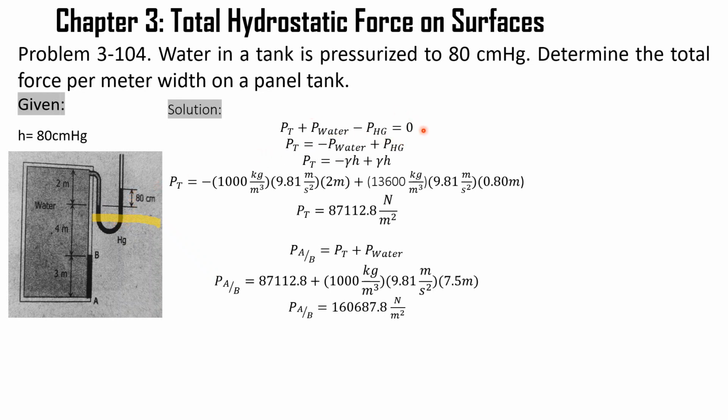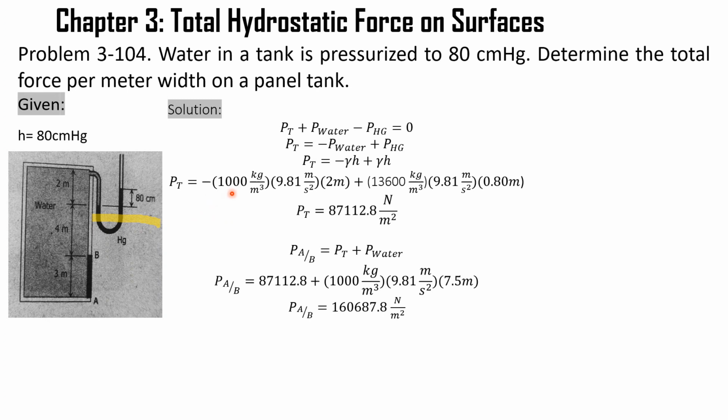Transposing this one to get the value of our PT, then we will have the equation PT is equals to negative pressure of water plus pressure of mercury. The formula for pressure is specific weight times height, and the formula for specific weight is density times gravity. Then we will have now the equation PT is equals to negative ρgh of water plus ρgh of mercury.